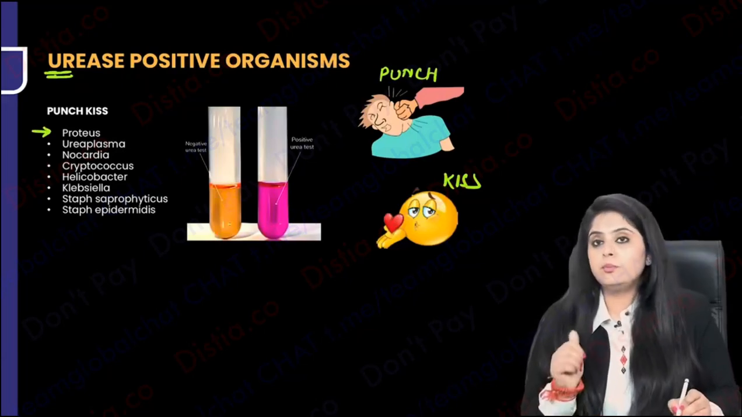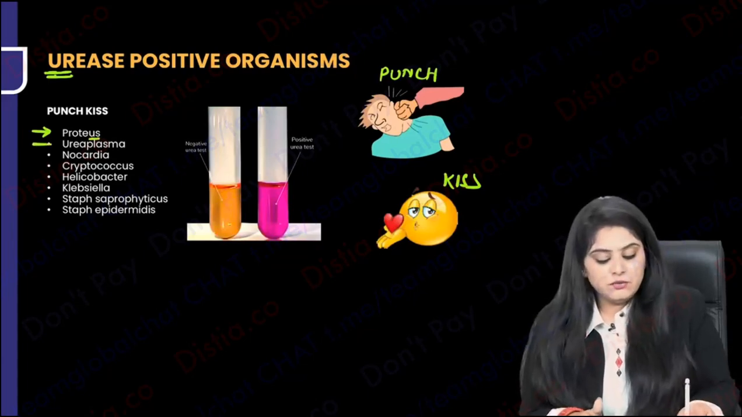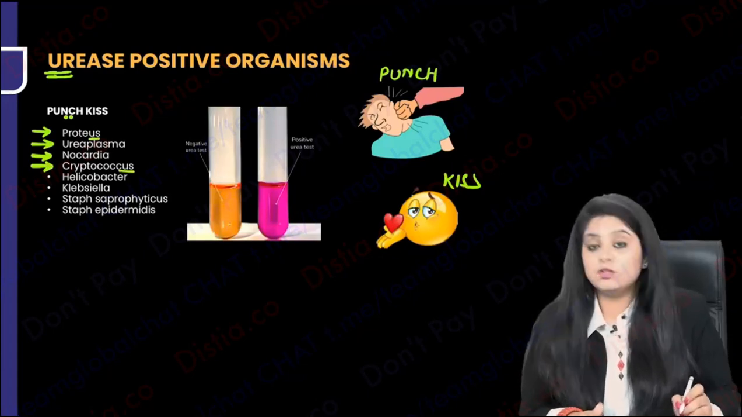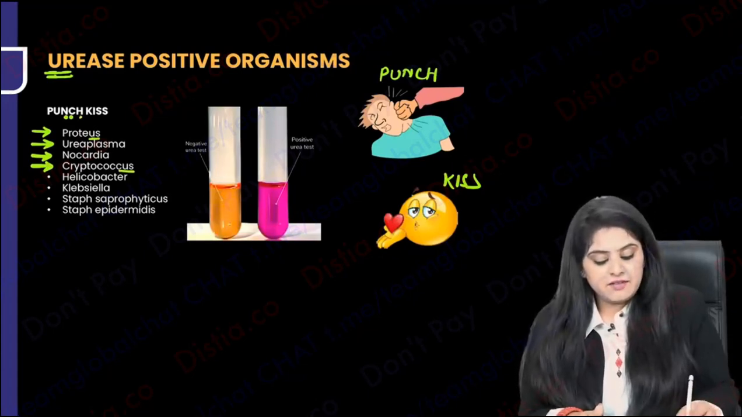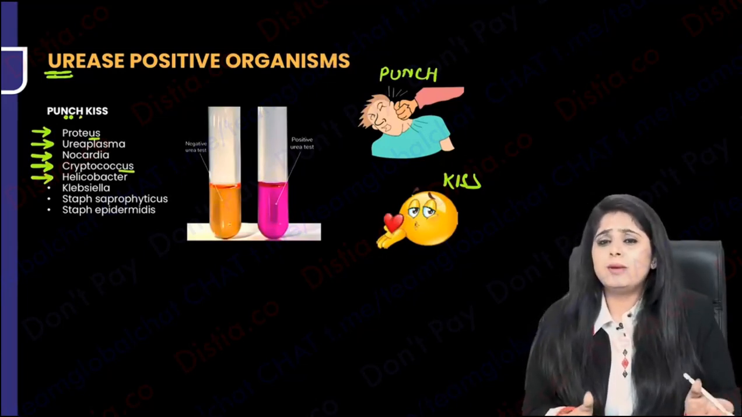P for, like I told you, Proteus. Proteus ends with us, so urease. Then U for Ureaplasma, common sense. N for Nocardia. C for Cryptococcus, again has urease, us in the end. Then we have H for Helicobacter pylori. All of us know for Helicobacter pylori in the stomach we have that urea breath test and all.